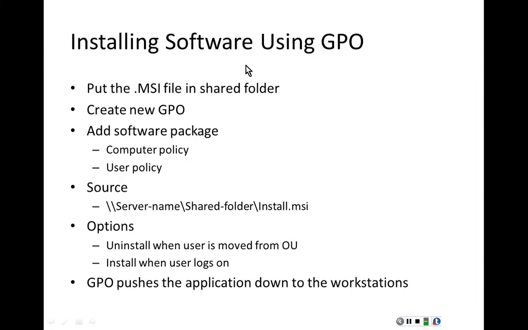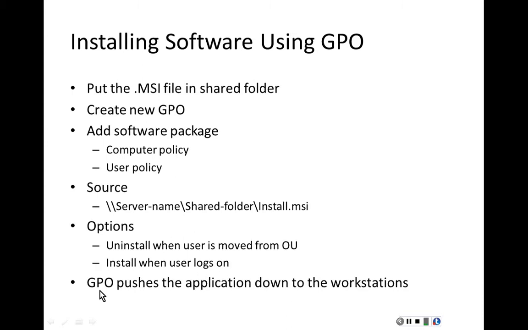So the steps involved in installing software using a group policy object: first you put the .msi installer file on a shared folder on a server that everybody can get to. Then you create the new group policy object. You add the software package. It can be per computer or per user. You specify the source server, the shared folder name, and the .msi file. And then you specify other options, such as it gets uninstalled when the computer moves to another organizational unit, or you could even select install when user logs on.